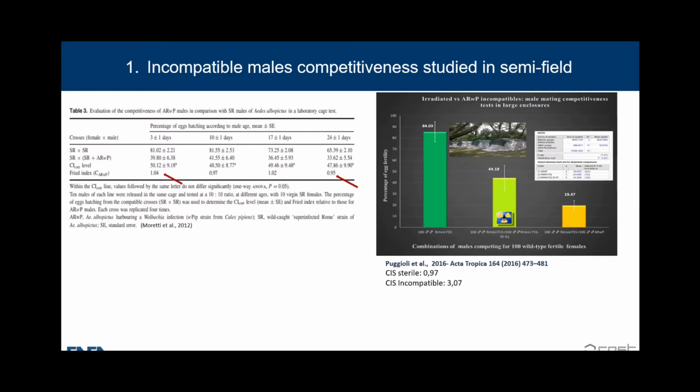Since we are dealing with a control approach based on male sterility, the first research topic we focused on was the study of the sexual competitiveness of incompatible males in relation to wild males. These studies were initially conducted in the laboratory, then in semi-field in collaboration with the Centro Agricoltura Ambiente, and more recently in open field. I'm referring to the presentation of yesterday by Giulia.